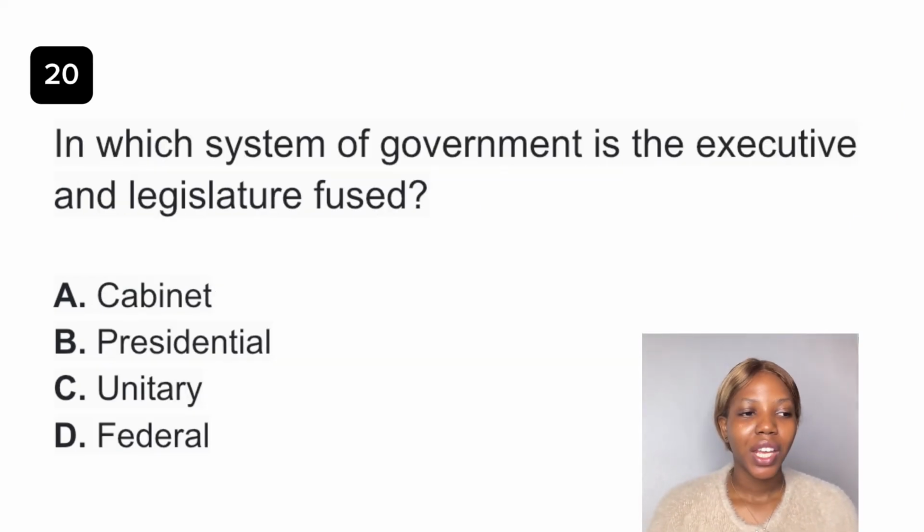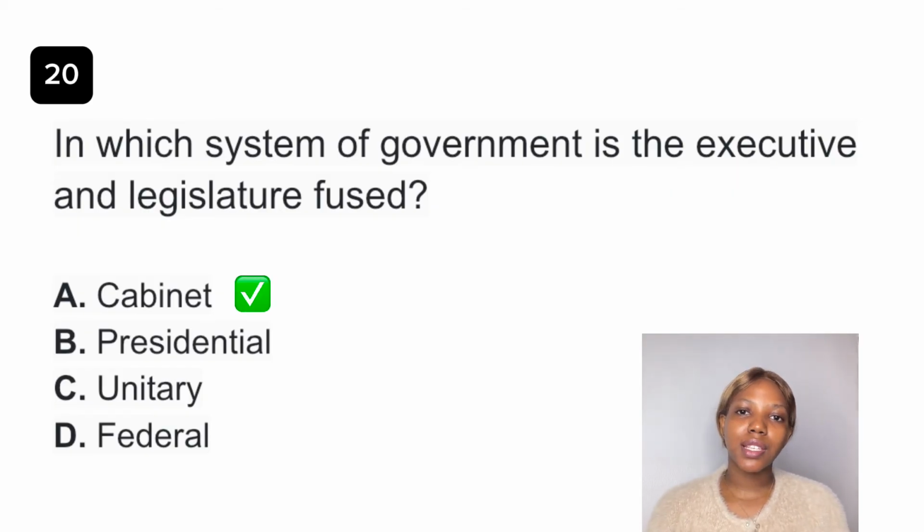Question 20. In which system of government are the executive and legislature fused? The answer to this question is cabinet. The cabinet system of government is also called the parliamentary system of government, and in this system of government, the legislature and the executive are fused.